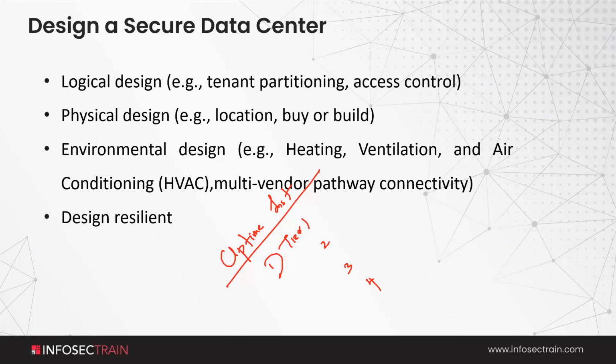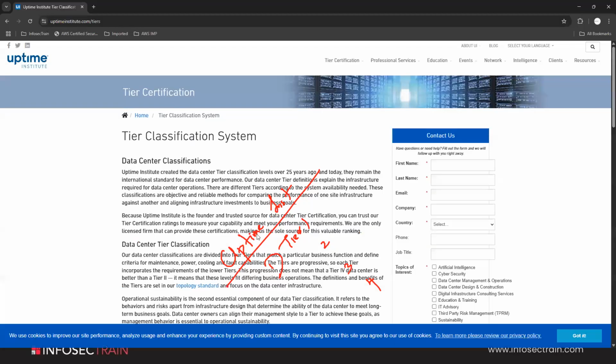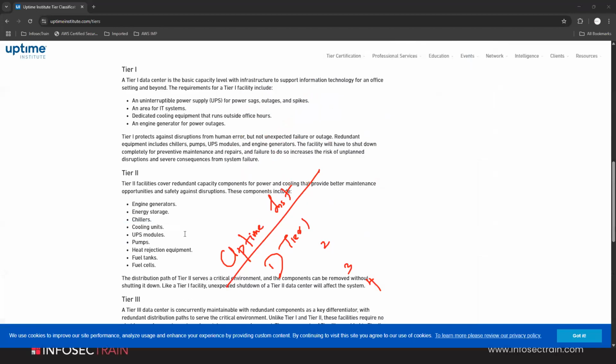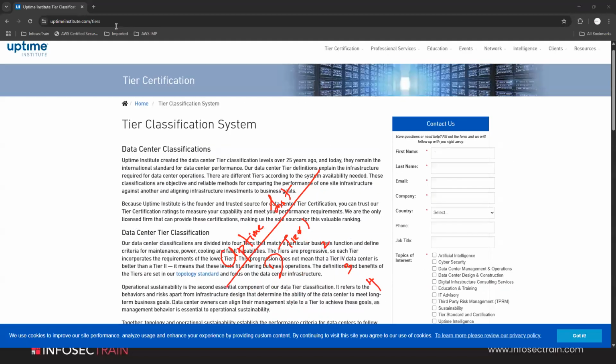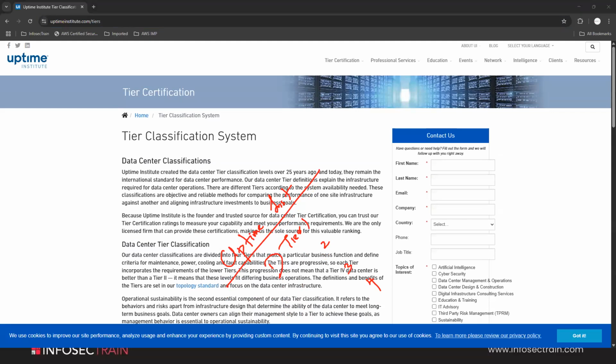And the best reference I found for the Uptime Institute is the website itself. I can show you an example. If you want to learn about the Uptime Institute tiers, I will not suggest any other documents. Just go through this particular page. This will cover everything. You see, tier 1, tier 2, tier 3, tier 4. It's a really good thing. Okay, it's a very important thing to understand.